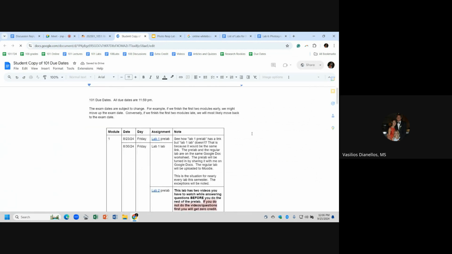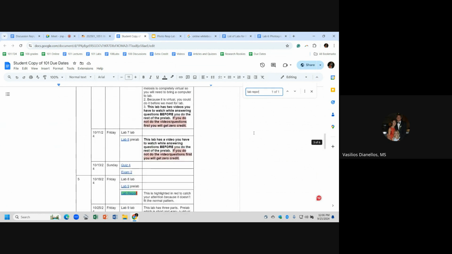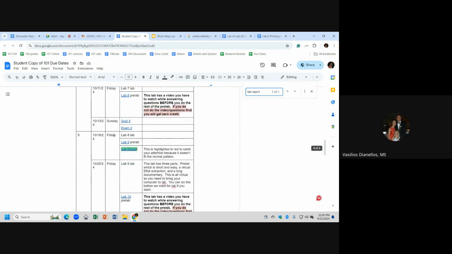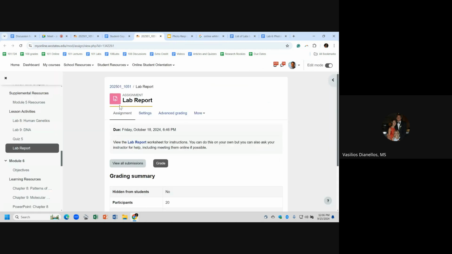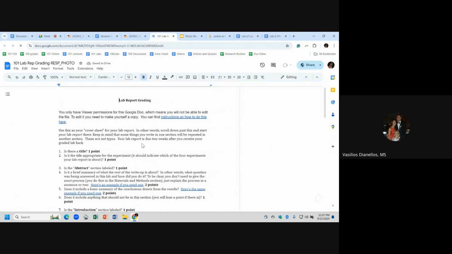If you go here, I'm going to hit Control F to search this document and put lab report. There it is. You can see here the lab report is due on Friday, October 18th. Not only can you see the due date, but if you click on it, it brings you to where you're going to submit your lab report. And also click on this. This is the worksheet that you're going to use to write your lab report.